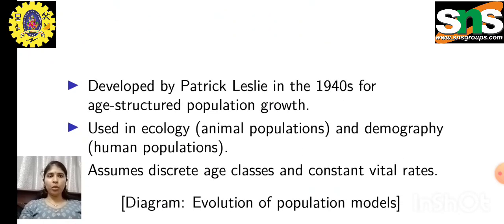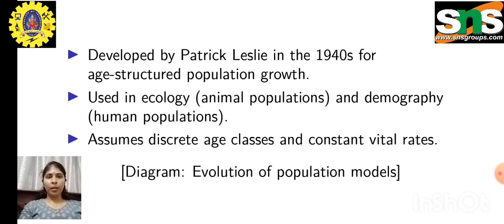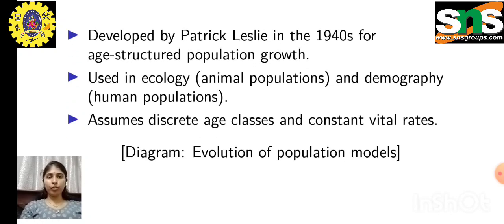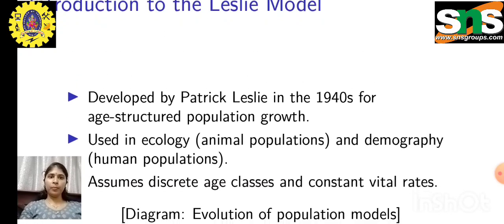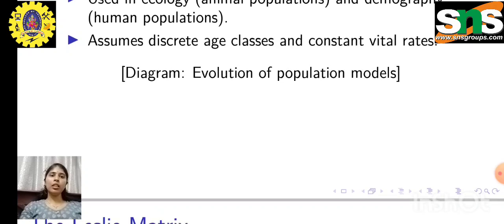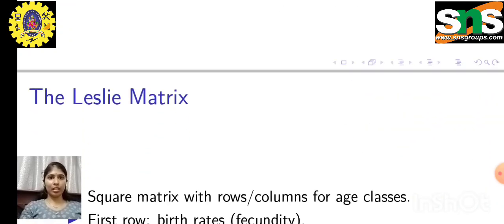This Leslie model was developed by Patrick Leslie in 1940 for age-structured population growth. Here we can also find population decrease. This is used in ecology, for animal populations, and in demography, for human populations. This method can be used to find the population growth. Here we assume discrete age classes and constant vital rates.